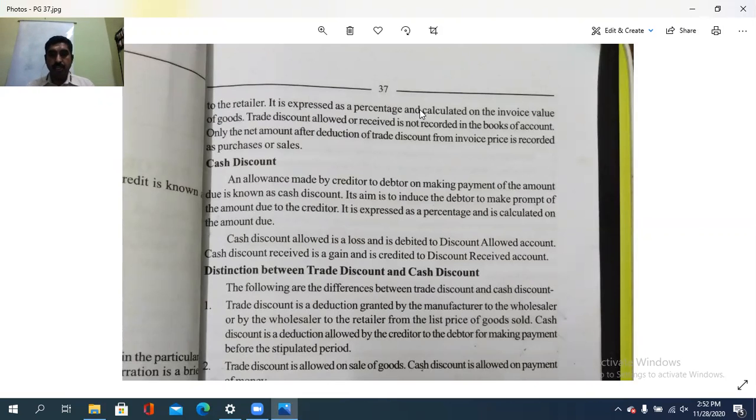Its aim is to induce the debtor to make prompt payment of the amount due to the creditor, so that there is some promptness in payment. If the payment would be delayed, then this tactic is used in order to get the payment earlier than the actual maturity day.